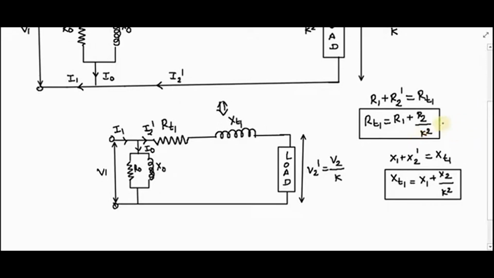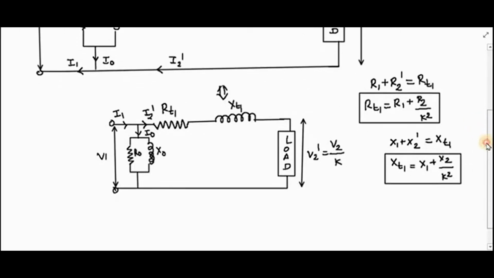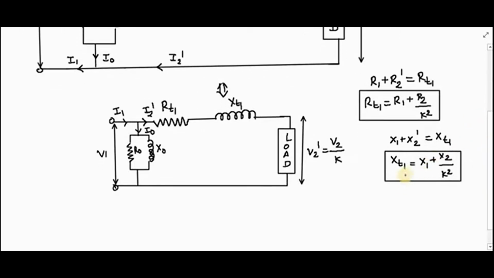So the total effective resistance of the transformer referred to the primary side is RT1, which is nothing but R1 plus R2 dash, or R1 plus R2 by K square. And the total effective leakage reactance of the transformer referred to the primary side, denoted by XT1, is equal to X1 plus X2 upon K square, or X2 dash.